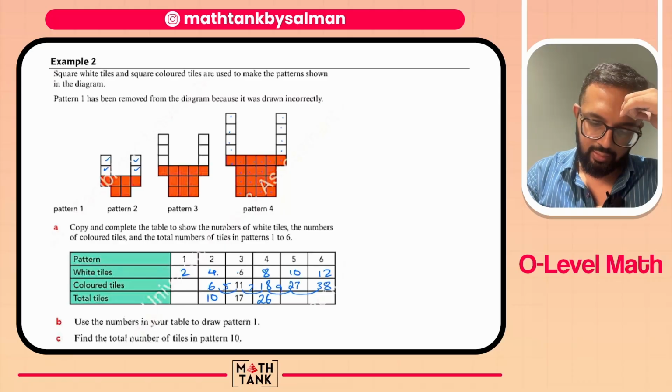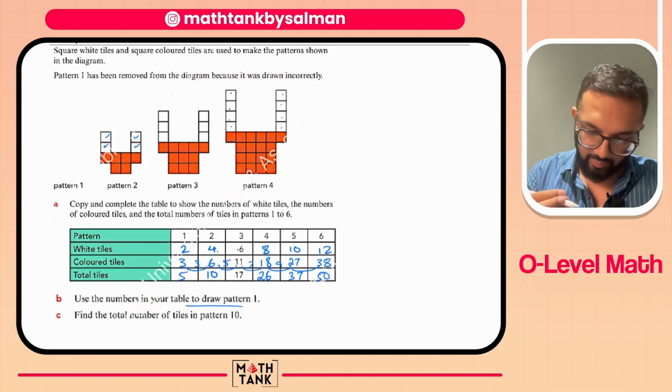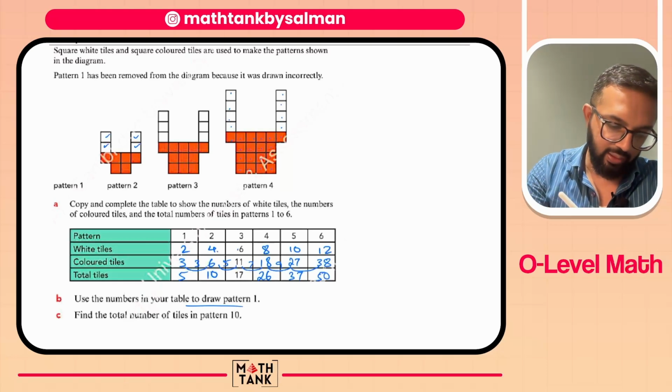That gives me a total of 50, 37. Okay. So I should have added 3 here. That should have been 3 for me to add 3 next. Should have been 5. Okay. Use the numbers in your table to draw pattern 1.